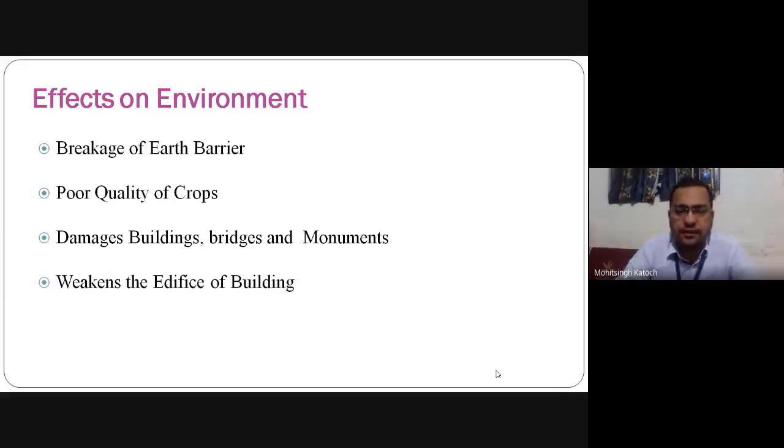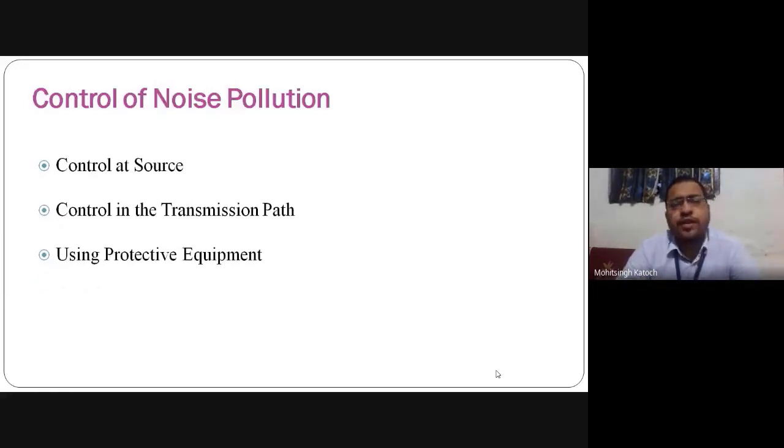in which we live. The quality of crops is getting poorer and poorer with each passing day because of this noise pollution. The buildings, bridges and monuments are getting damaged. Their exterior surface is getting heavily damaged due to this noise pollution. So after seeing all these severe effects of noise pollution, we must know how to control this.